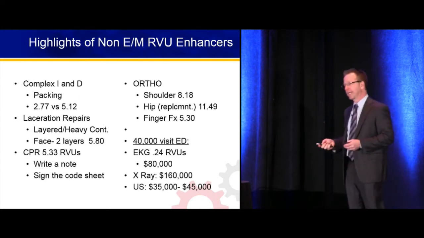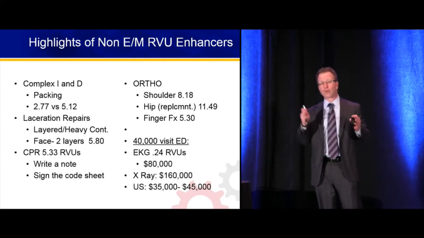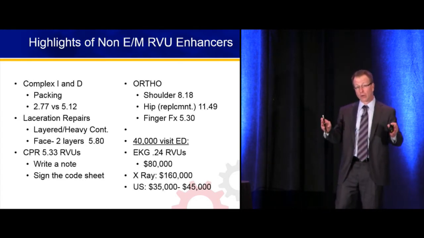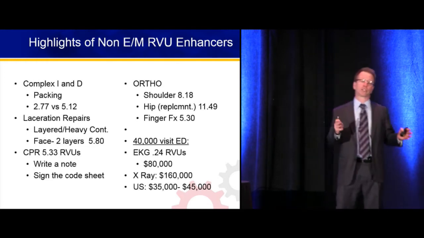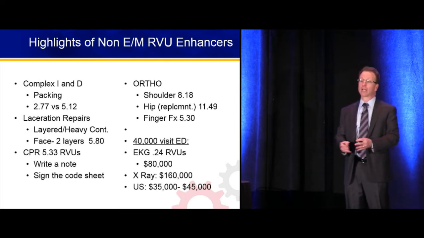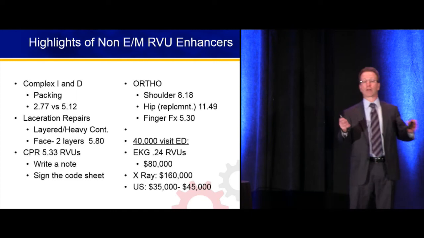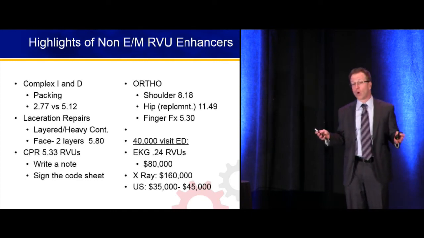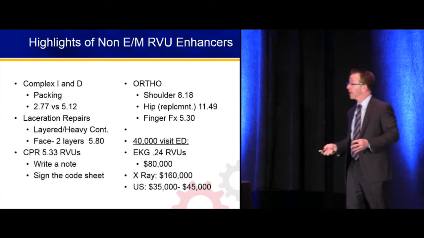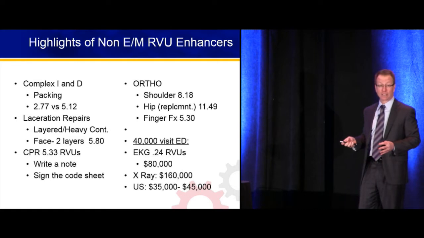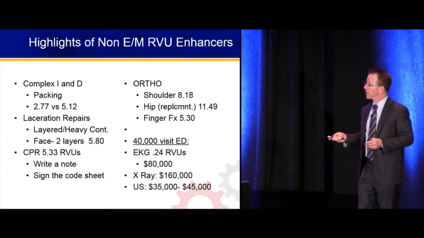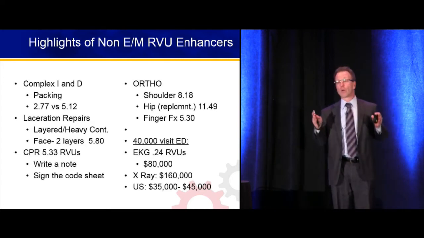First is complex I&D. Typical community emergency department sees 3, 4, 5 abscesses a day. The vast majority of those abscesses presenting to an emergency department that require incision and drainage are probably complex. Complex, according to the Coder's Desk Reference, is I drained a large amount of pus. It wasn't a paronychia. I probed to break up loculations or I put packing in. In the post-community acquired MRSA epidemic, most of these, like 80% typically, when you look at large databases, end up being complex. Look at the valuation. Simple, 2.77. Complex I&D, 5.12 RVUs.